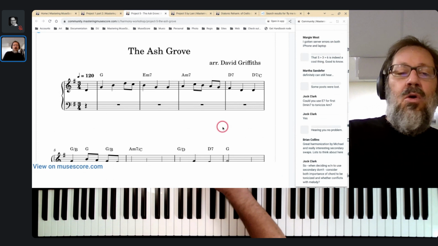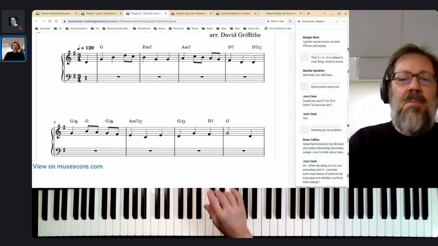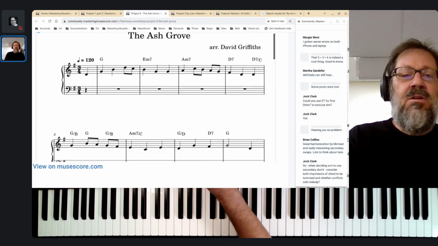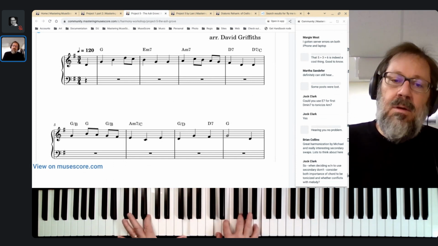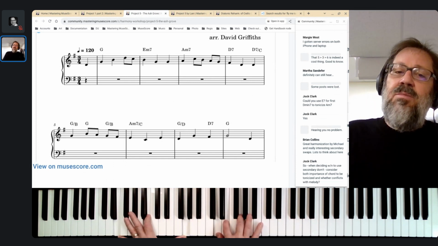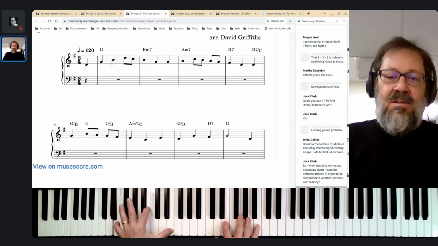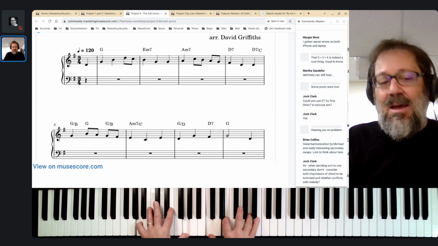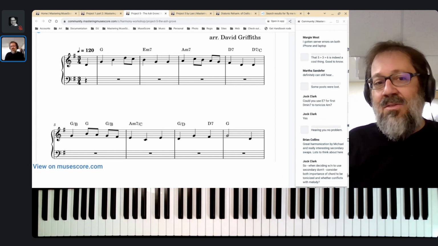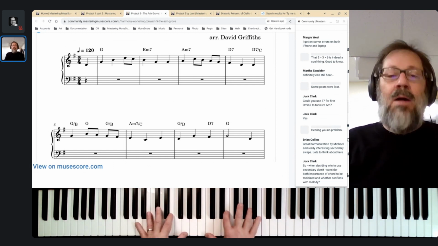All right. So I just want to point out a couple things here with Ashgrove. I would love to be able to make this a secondary dominant, an E7, to go to the A minor, but I can't because the melody conflicts. So I can't use my secondary dominant there. Oh well.